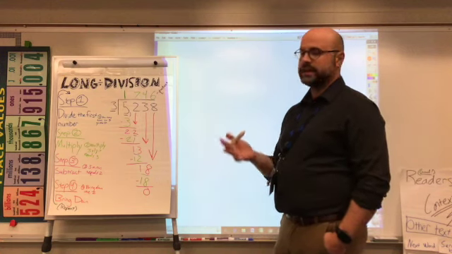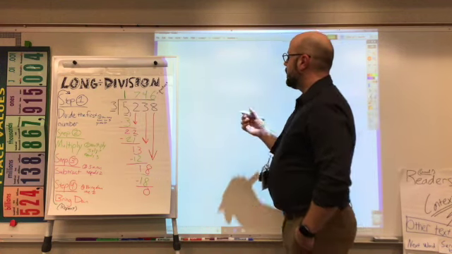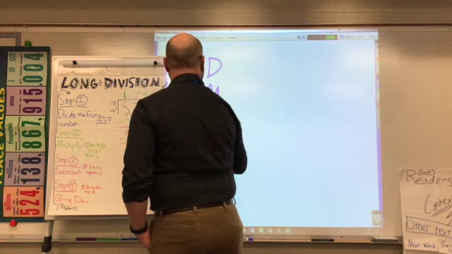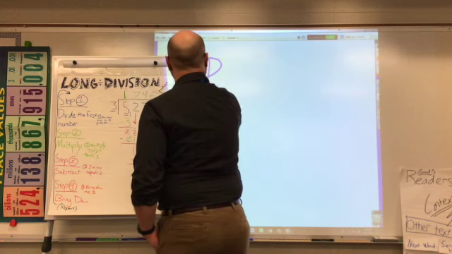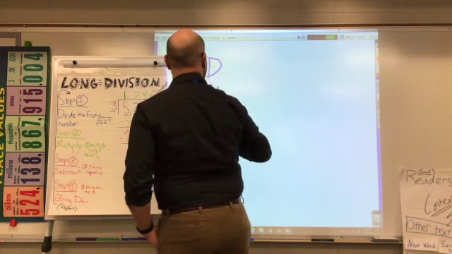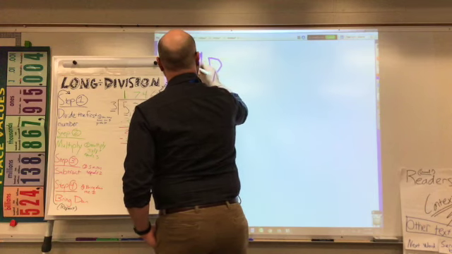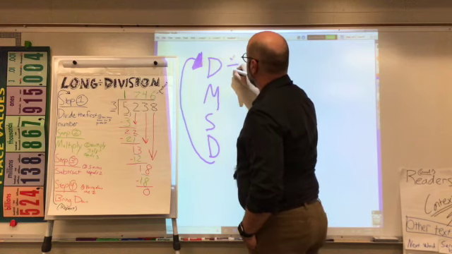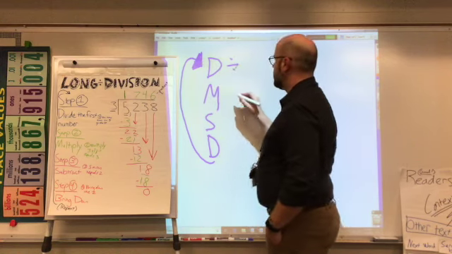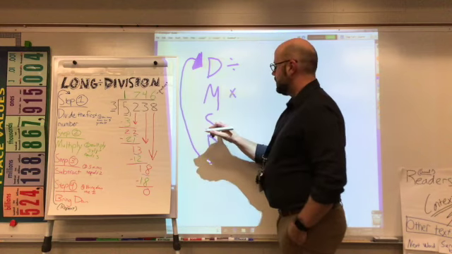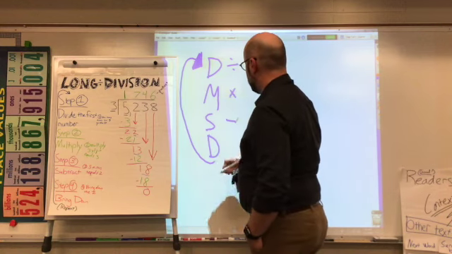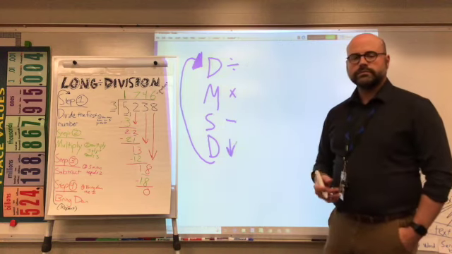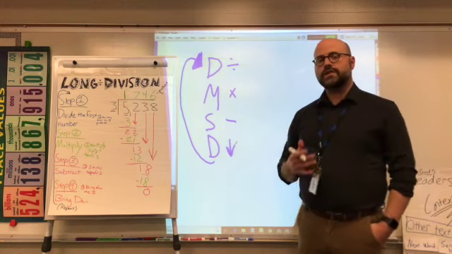Divide, multiply, subtract, and drop. But we're just going to do it with 2 digits to start off with. So D, M, S, D. Then I like to draw a little arrow to signify the repeating of the process. Remember, the first D stands for divide. The second M stands for multiply. The S, the third letter, stands for subtract. And the fourth letter, the last D, stands for drop. And just repeat the process over.